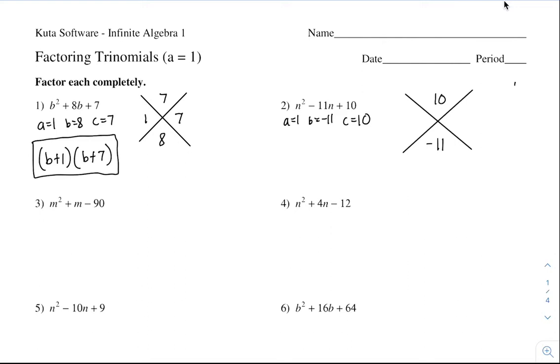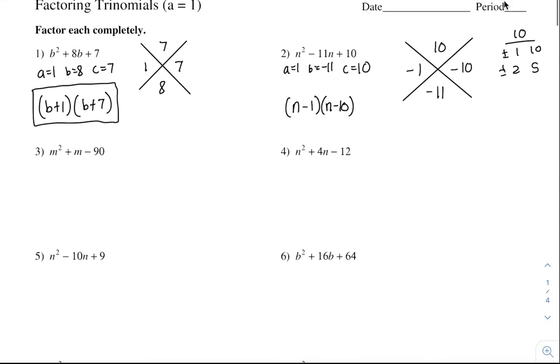I told you in class, write down all the factors if that helps you. So from this list, the only two factors of 10 that can add up to negative 11 are 1 and 10, and both of them have to be negative. So negative 1 and negative 10. Since a is equal to 1, our factors are n minus 1 times n minus 10.